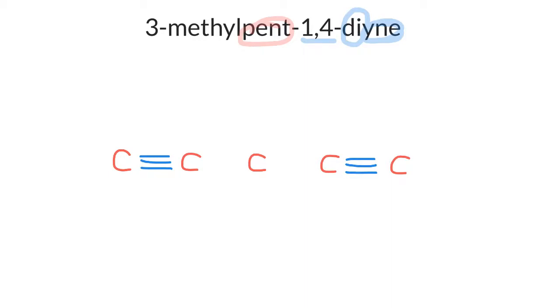This beginning part of the name, 3-methyl, that tells me I have a methyl group, which is a group containing one carbon. And this methyl group is coming off of the third carbon in the chain. So off of the third carbon, I have my methyl group. And I'm just going to draw CH3 for simplicity.